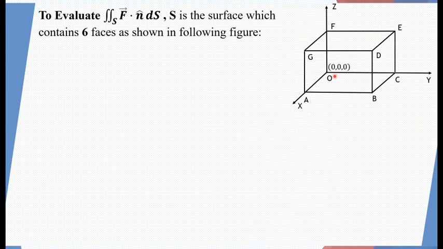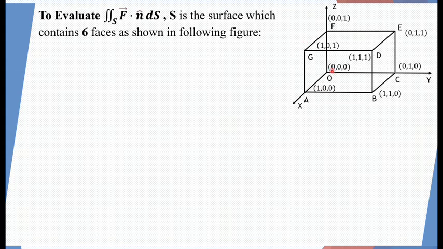Now the coordinates of the origin are 0, 0, 0. Coordinate of A, it is on the x-axis, so 1, 0, 0. Coordinate of C, y-axis, so 0, 1, 0. Coordinate of F, it is on the z-axis, so 0, 0, 1. Coordinate of B, it is in the xy plane, so 1, 1, 0. Coordinate of E, it is in the yz plane, so it is 0, 1, 1. Coordinate of G, it is in the xz plane, so 1, 0, 1. And coordinate of D, it is in all three dimensions, so the coordinates of D are 1, 1, 1.